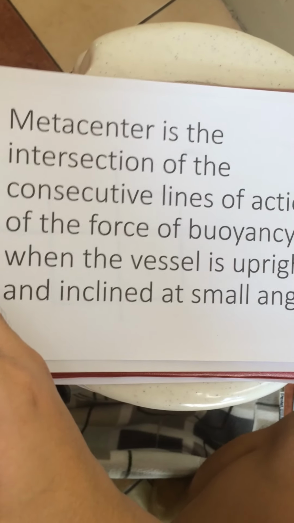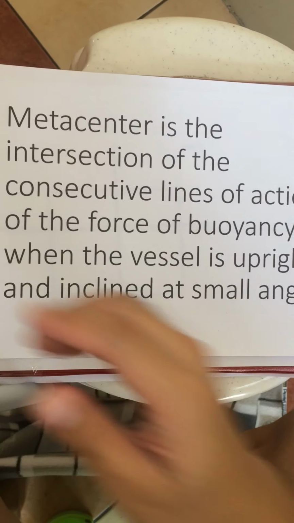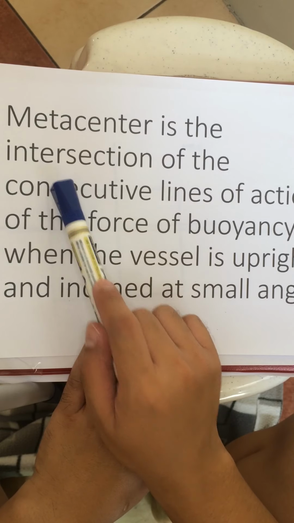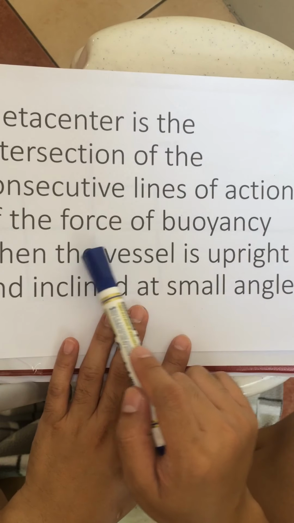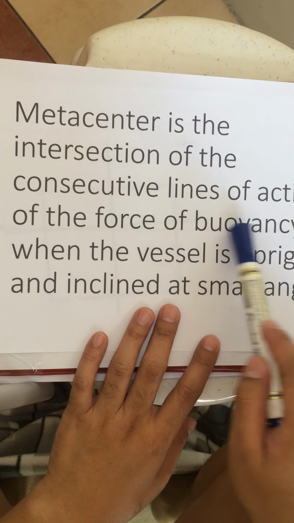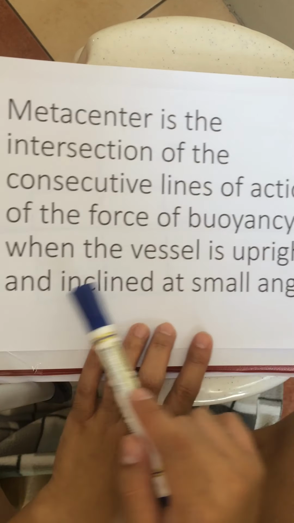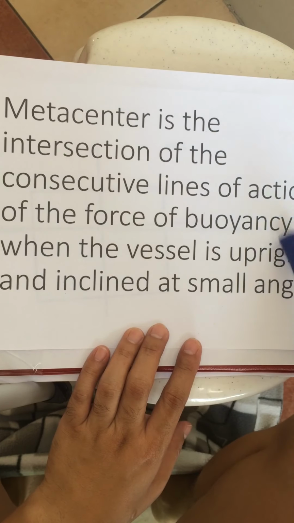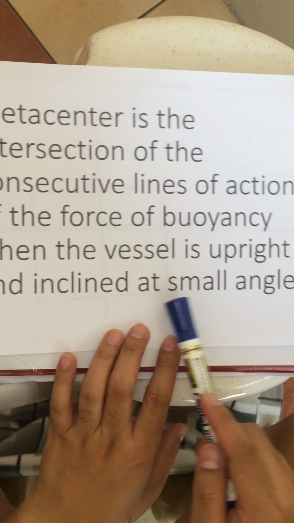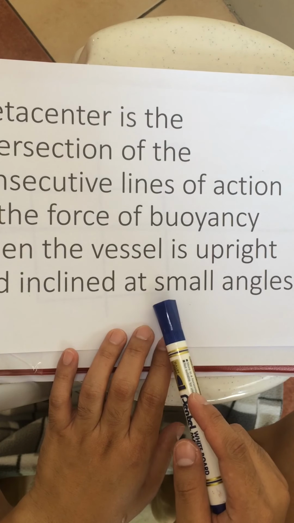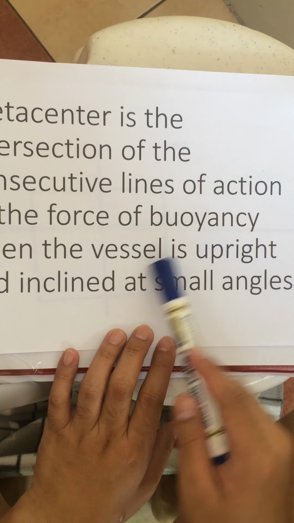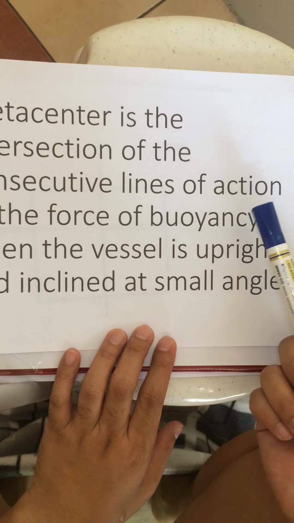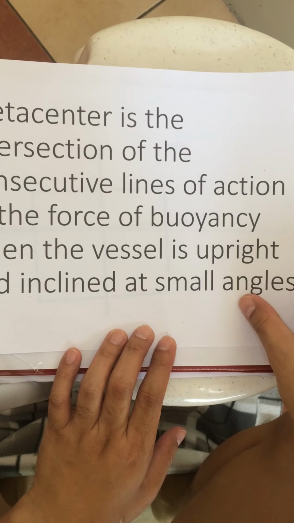Now, intersection means that there are two lines that intersect at a common point. Breaking down the definition, we see that there are two lines that intersect here. One is the line of action of the force of buoyancy when the vessel is upright, and the other one is when the vessel is inclined at small angles. Now, this definition is conditional, wherein the last words dictate the condition to which this definition is true and valid: at small angles. Now, beyond small angles, what would happen? It will be explained in the next video.